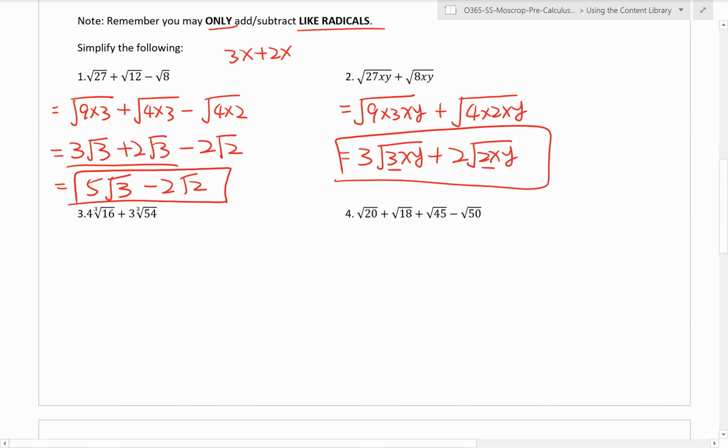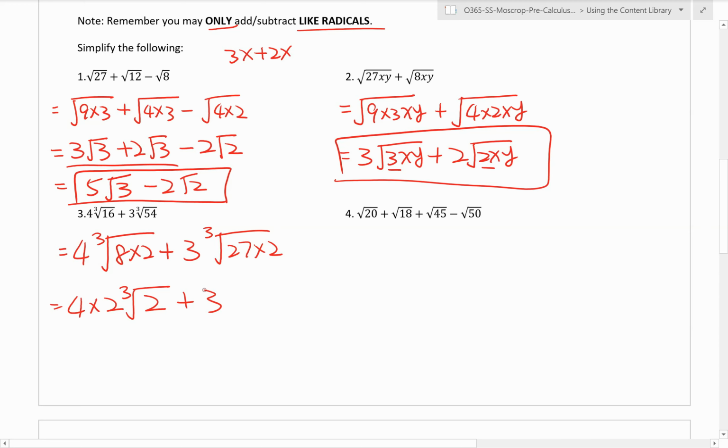Okay, so I'm assuming you're finished. This is going to be 4 times the cube root of 8 times 2, plus 3 times the cube root of 27 times 2. So this is 4 times cube root of 8, which is 2, so 4 times 2 and then cube root of 2. Plus 3 times cube root of 27, which is 3, so 3 times 3 times cube root of 2. Now 4 times 2 is 8, so this is 8 cube root of 2, plus 3 times 3 is 9 cube root of 2.